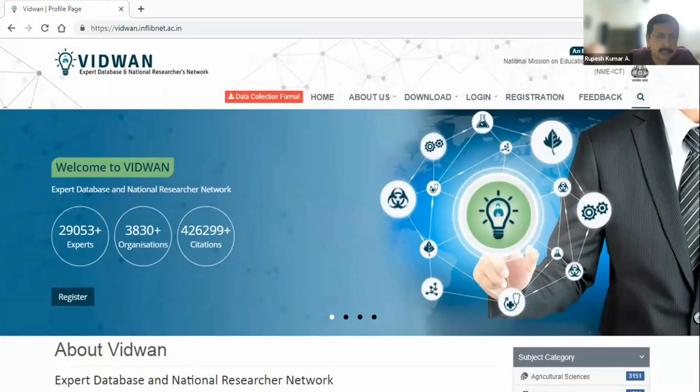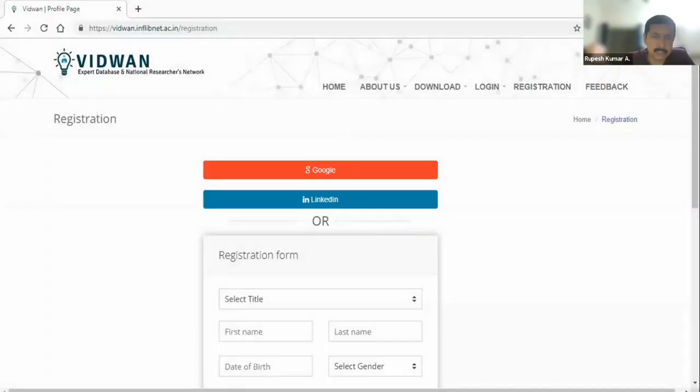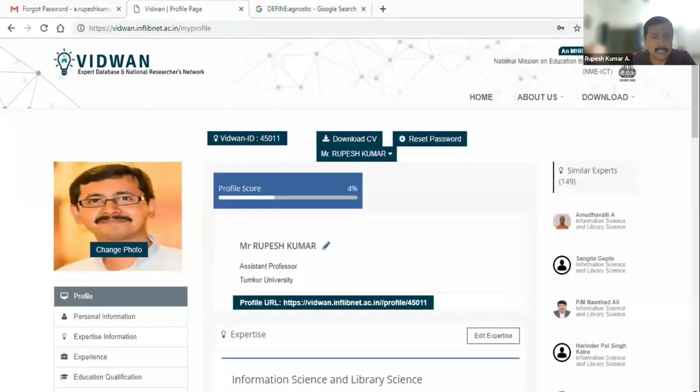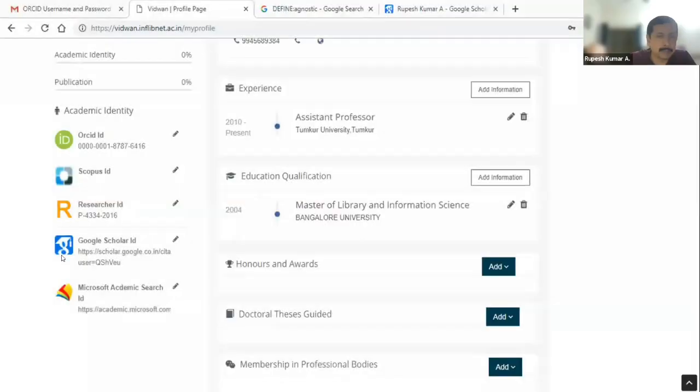And for those who are working in academic institutions, there is an expert database called Vidwan. This is hosted by INFLIBNET. You just have to ask your institutional system administrator to register you. You can also register yourself. There's a simple registration form, but that registration has to be approved by the Vidwan moderator at INFLIBNET. So in Vidwan, you can register, log in, and connect all other academic profiles. It will get the research impact all in one place.